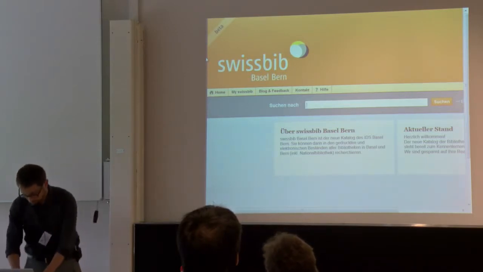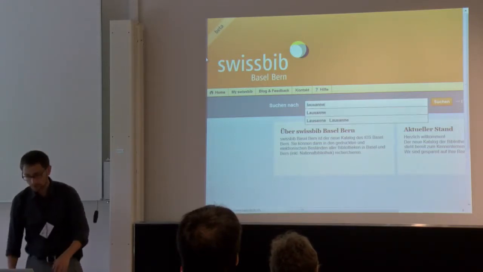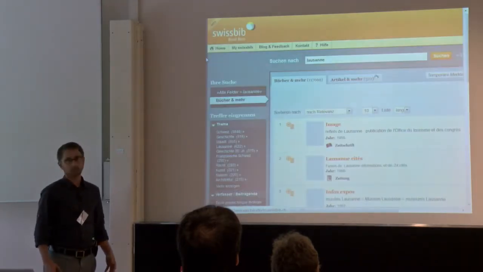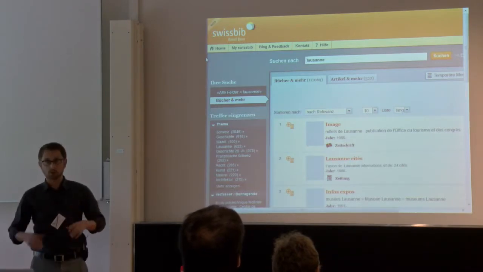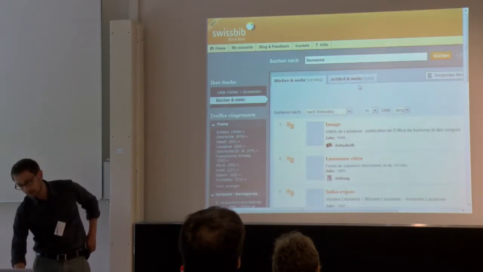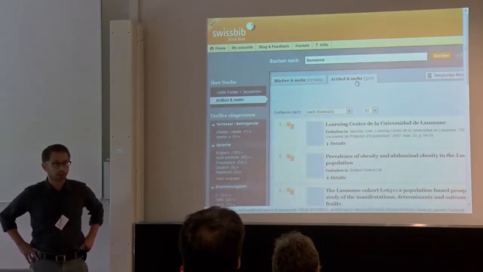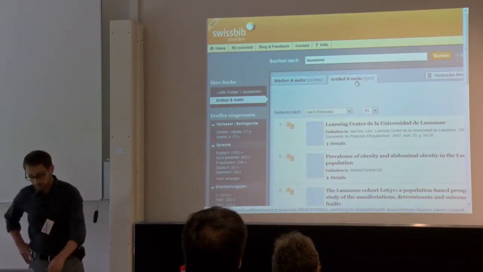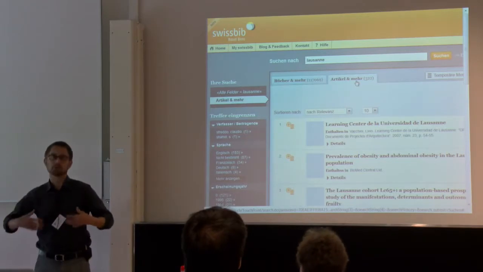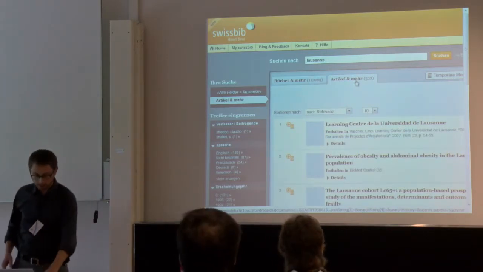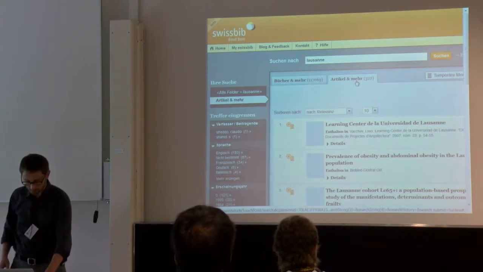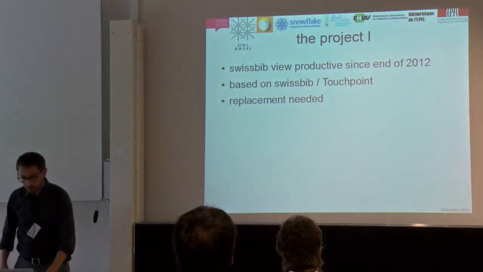And it has a two-column view with books and more in the first tab, a local Solr index behind it, and an extended article, aggregated article index, WorldCat Local. And this has been live, but not too many people use it because it is not very popular, because we still have the old OPAC.